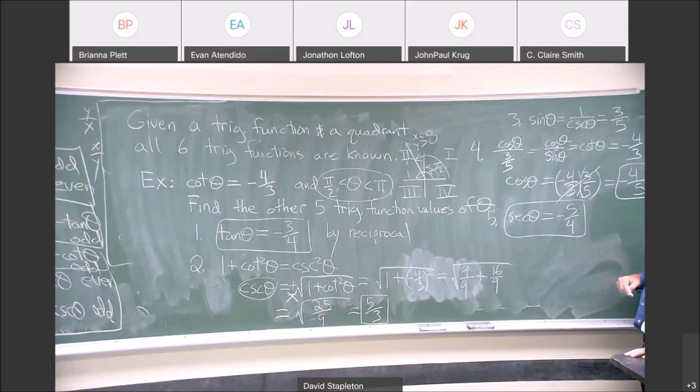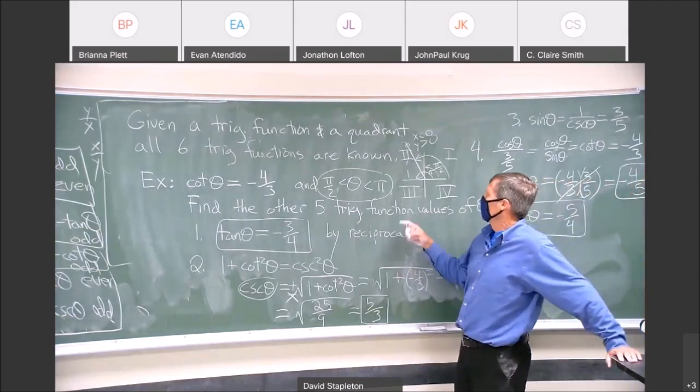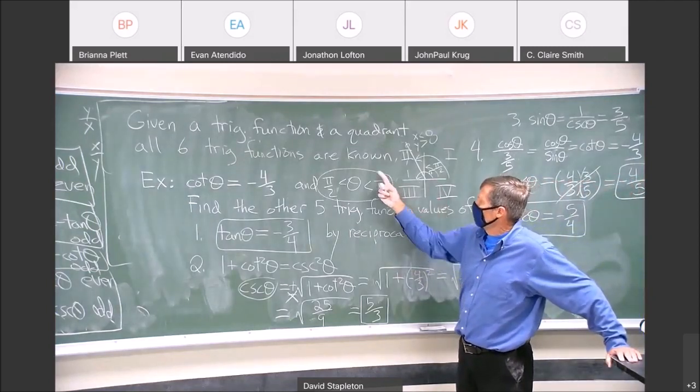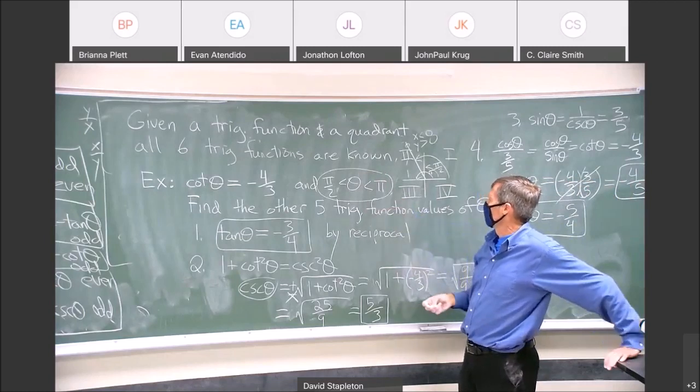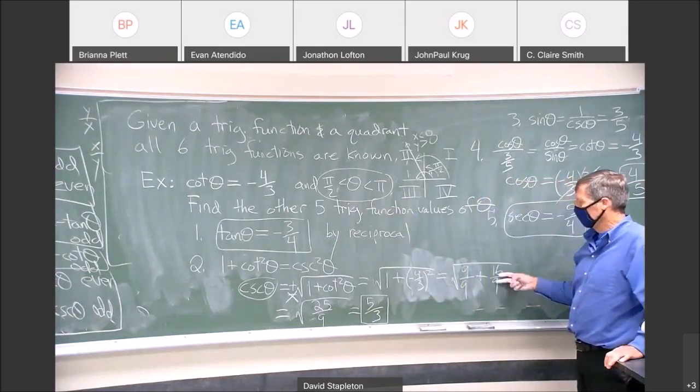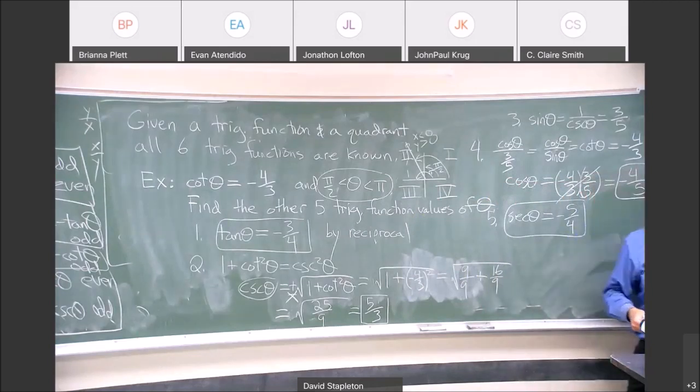Questions on all that? You can do this with different identities in different orders. But recognize that once you know one trig function and either a quadrant or just the sign of the unrelated trig function in the quadrant, then you can find all 6 trig functions.